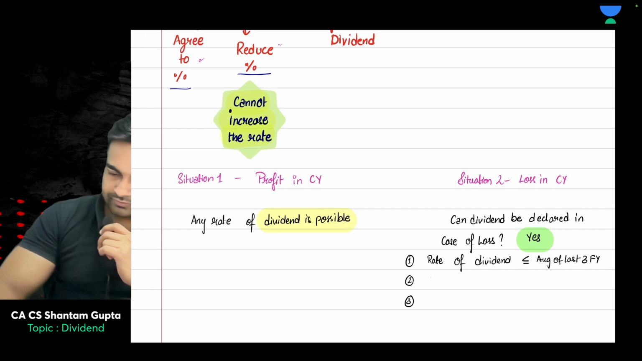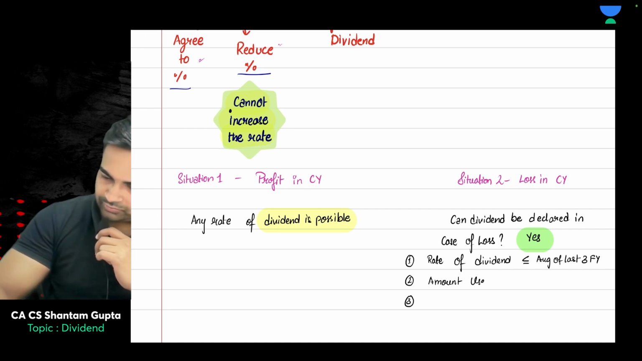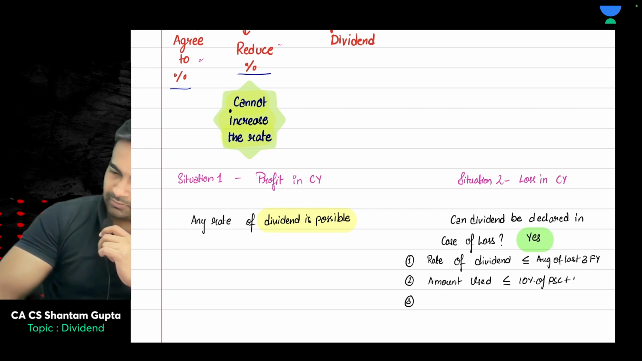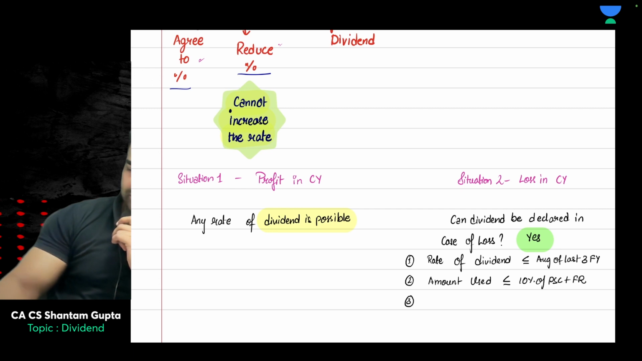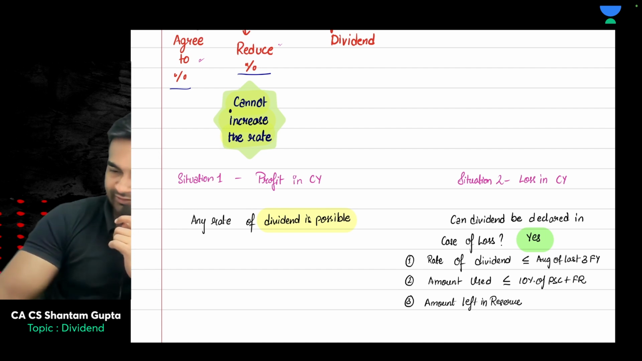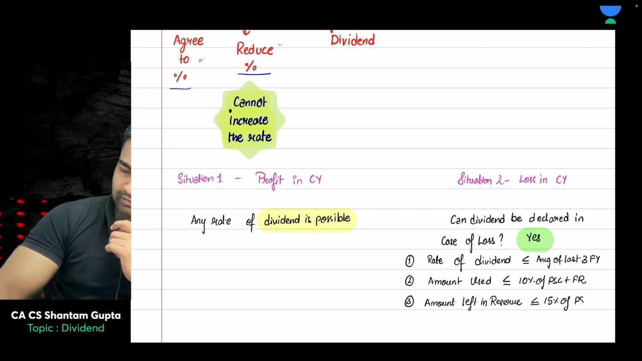Next, the amount used should be less than or equal to 10% of paid up share capital plus free reserve. And last but not the least, the amount left in reserve should be less than or equal to 15% of paid up share capital.